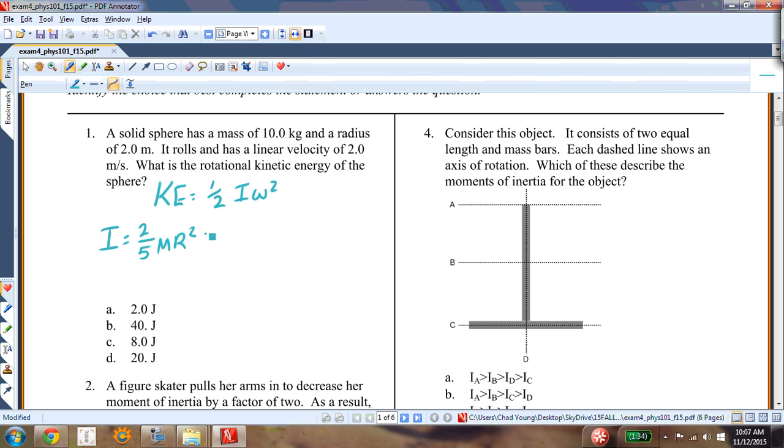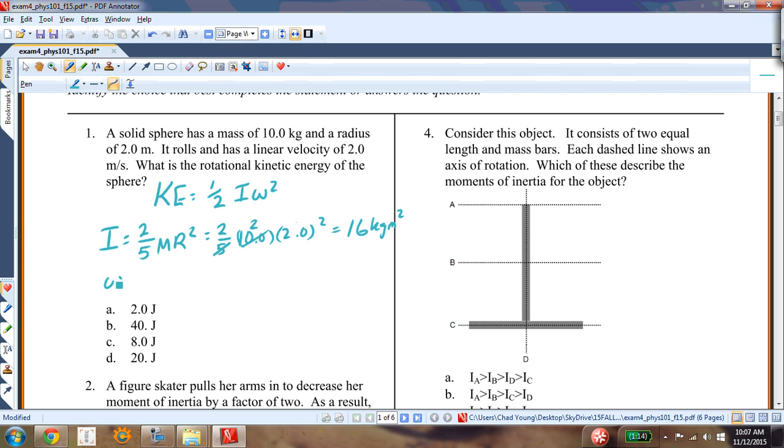All right, so that's going to be 2/5 times the mass, which is 10 kilograms, times the radius, which is 2 meters squared. The 5 cancels there, giving me 2. It's going to be 2 times 2 is 4, times 2 is 2 times 2 is 4, times 4 again, so that's going to be 16 kilogram meters squared. That's my moment of inertia.